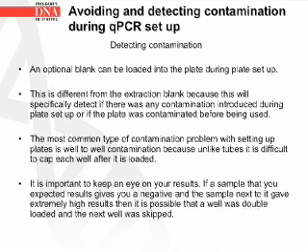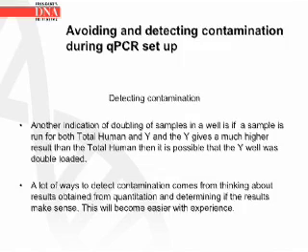It is important to keep an eye on your results. If a sample that you expected results from gives you a negative, and the sample next to it gave extremely high results, then it is possible that a well was double loaded and the next well was skipped. Another indication of doubling of samples in a well is if a sample is run for both total human and Y, and the Y gives a much higher result than the total human, then it is possible that the Y well was double loaded. A lot of ways to detect contamination come from thinking about results obtained from quantitation and determining if the results make sense. This will become easier with experience.